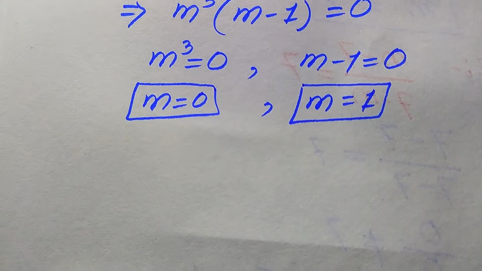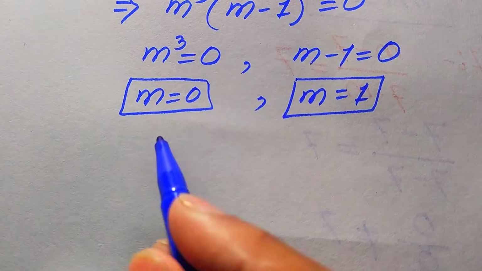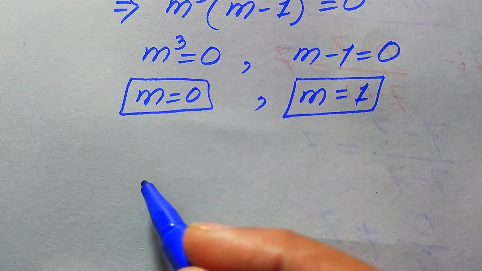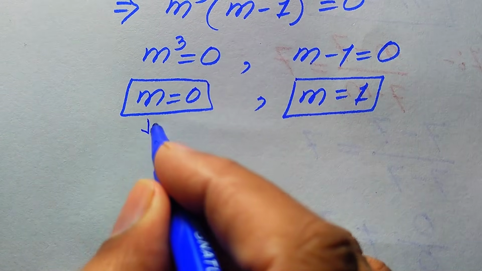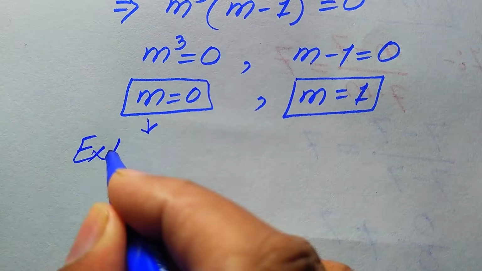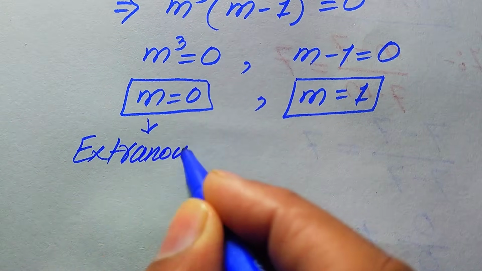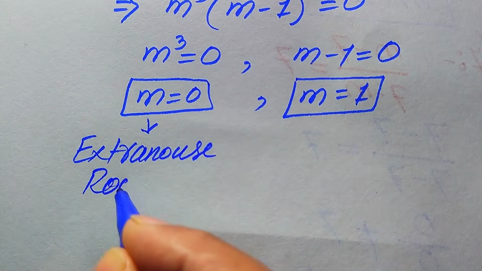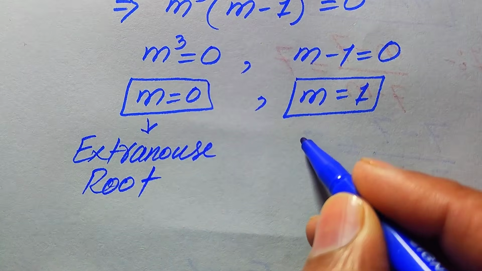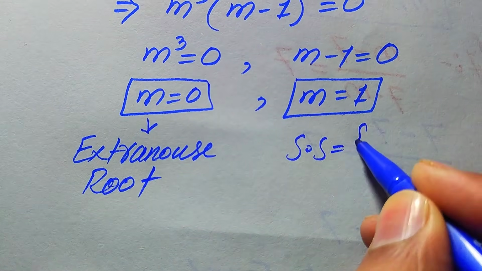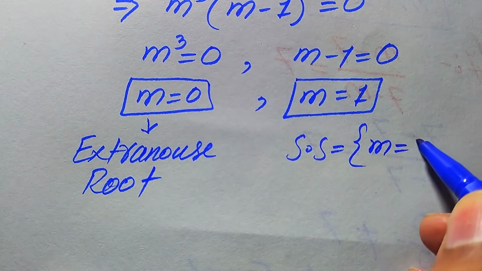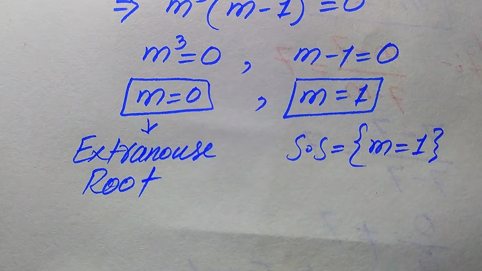But in the first method we already verified that m equals 0 does not satisfy our given question statement. So m equals 0 is the extraneous root of the given equation, and m equals 1 satisfies our given question statement. So m equals 1 is the solution of the given equation. So in the solution set we have only one value, that is m equals 1.